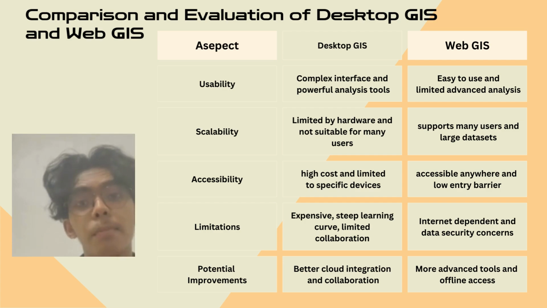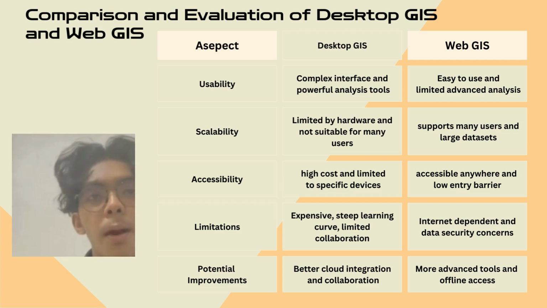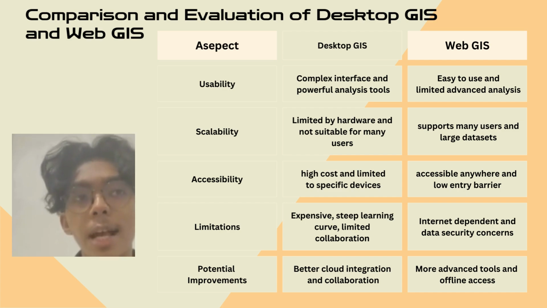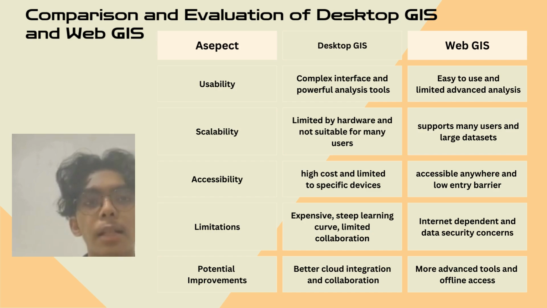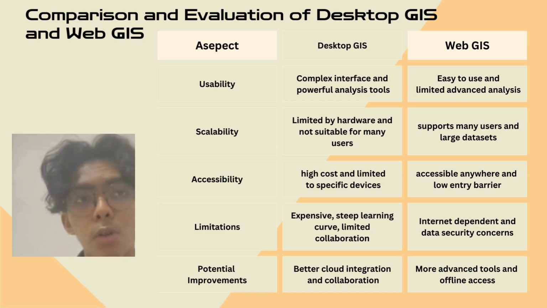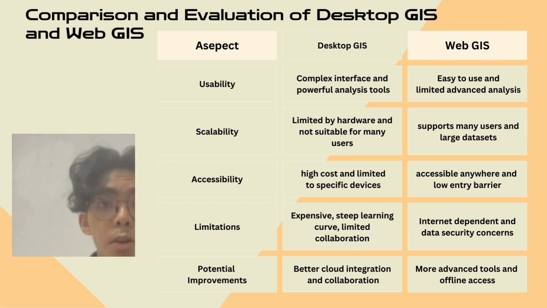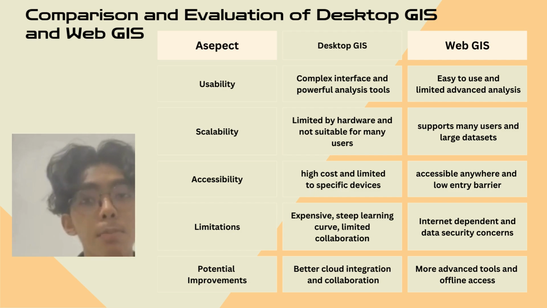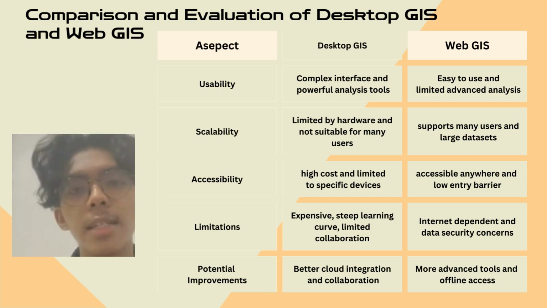Now I'm going to present the comparison and evaluation between desktop GIS and web GIS by focusing on accessibility, usability, and scalability. First, in terms of usability, desktop GIS is more complex and requires technical skills, but it offers very powerful tools for detailed spatial analysis. In contrast, WebGIS is more user-friendly and easy to use, especially for beginners, although it has limited advanced analysis features.